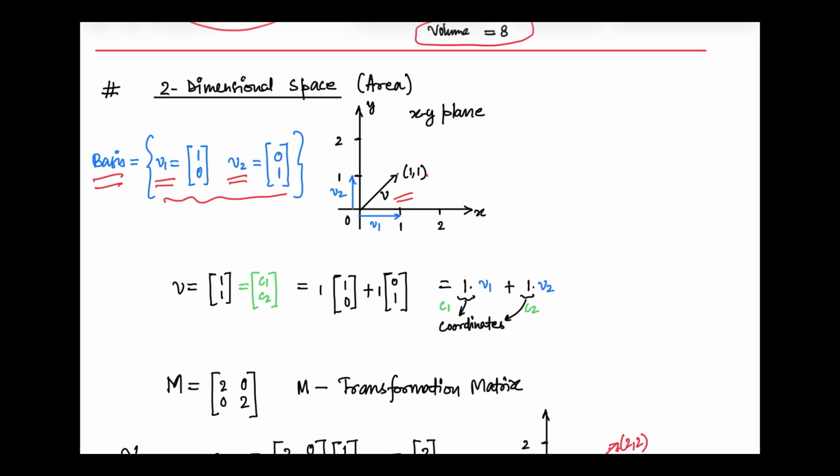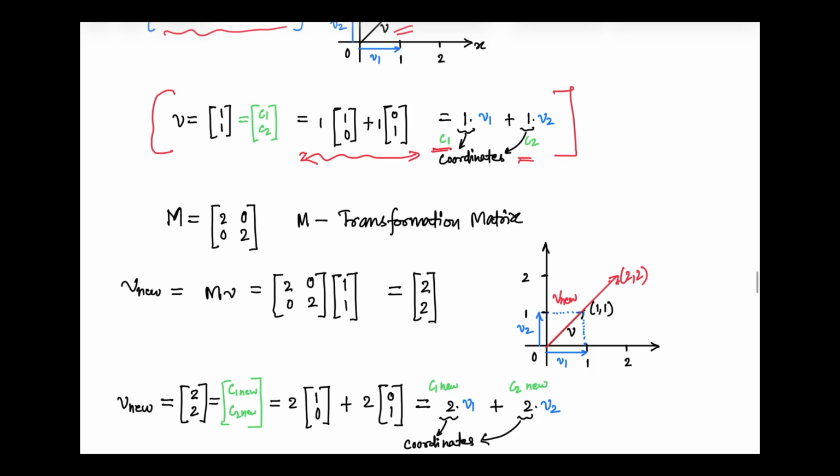Now we take a vector v in this particular space, and this vector v has the coordinates 1 and 1. We call these coordinates c1 and c2. This vector v can be represented as a linear combination of the basis v1 and v2, and the factor with which each basis is multiplied is the coordinate c1 and c2.